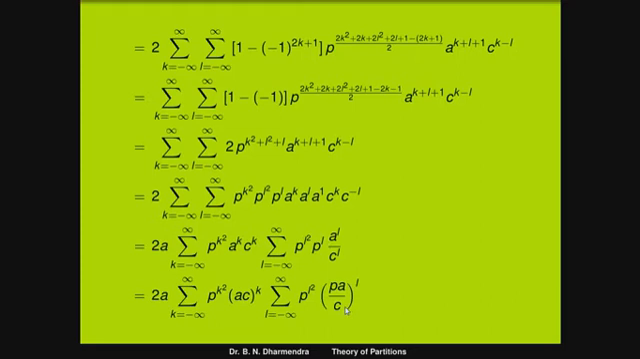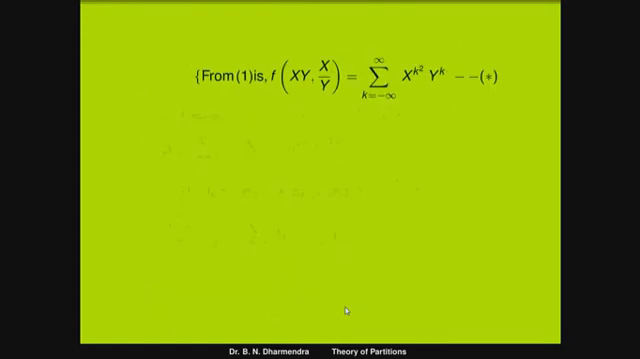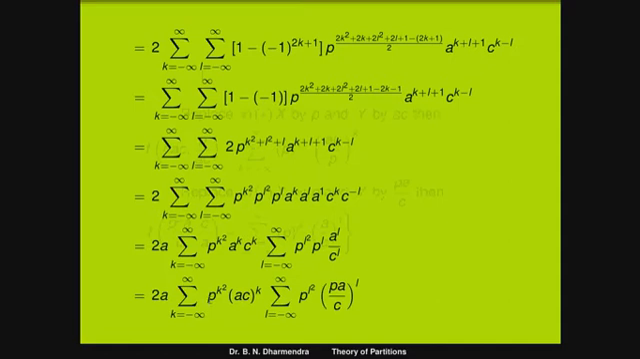That should be in terms of the summation n running from minus infinity to plus infinity, x to the power of n square into y to the power of n. We can compare the terms; we have to recall today's first result. We can observe here the summation k running from minus infinity to plus infinity, x to the power of k square into y to the power of k. You can observe that we can replace, in the first term, x by p and y by ac, and similarly in the second term, x by p and y by pa by c.